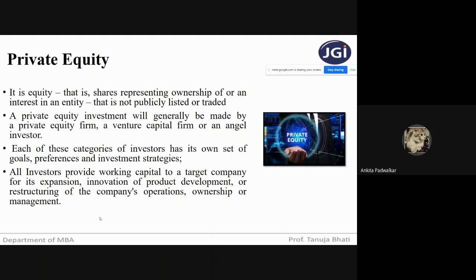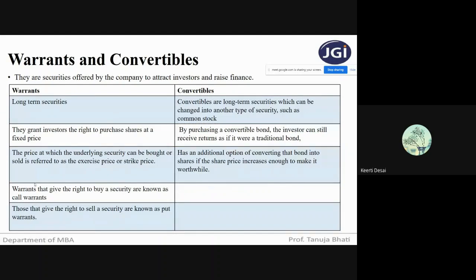Next, the last part we have is warrants and convertibles. They are securities offered by the company to attract investors and raise finance. Warrants, students, are long-term securities. They grant investors the right to purchase shares at a fixed price. So this works as a derivative, giving the investors an option to purchase the shares at a fixed price.